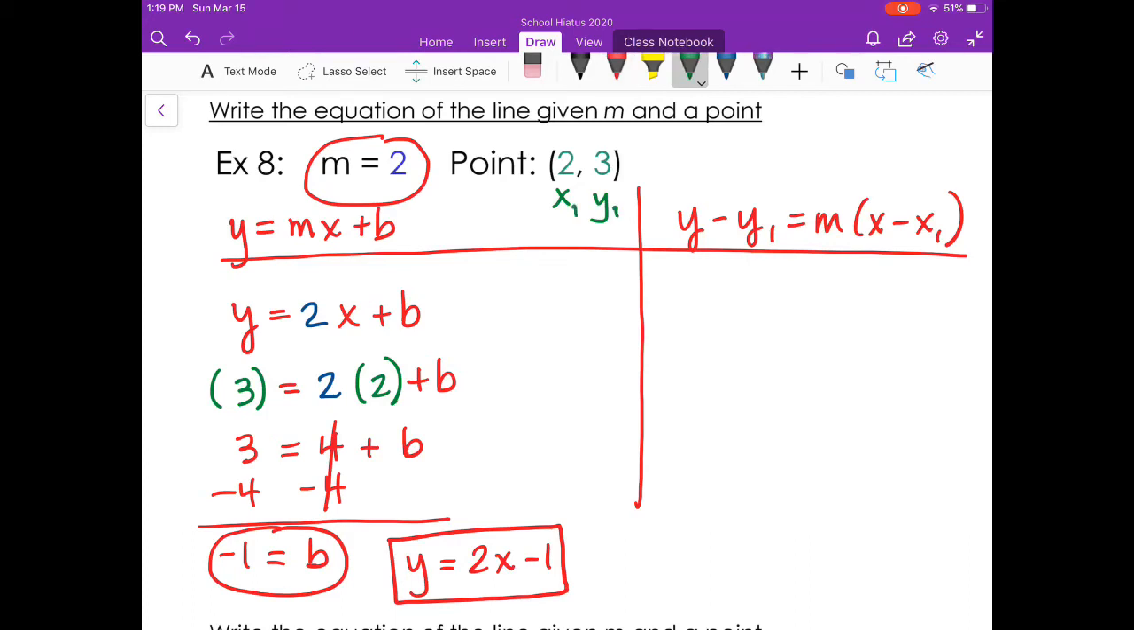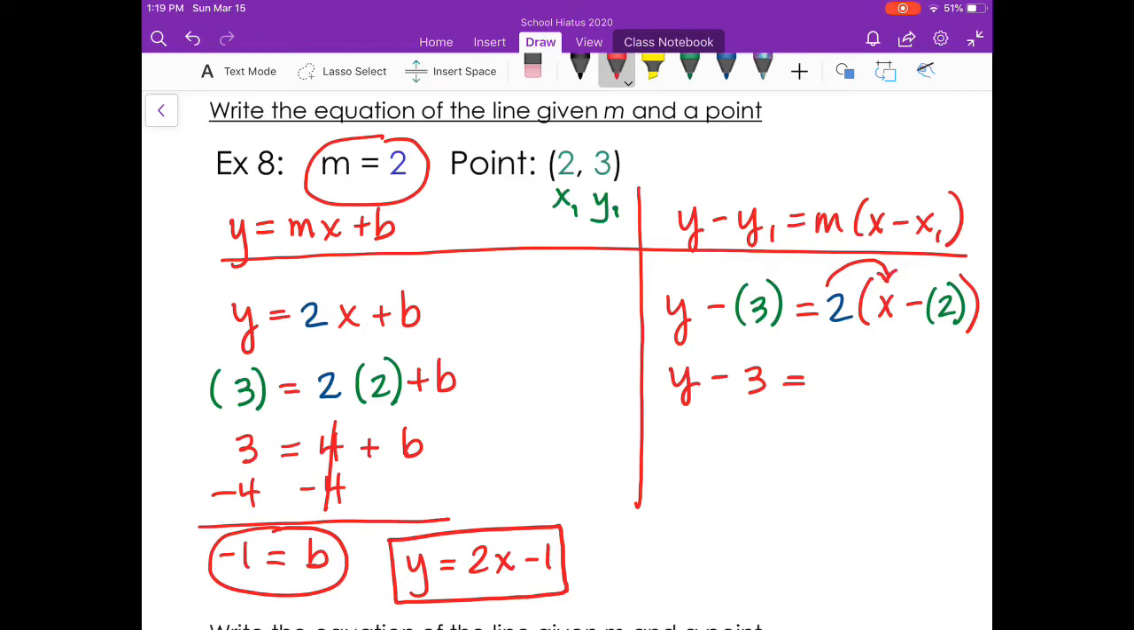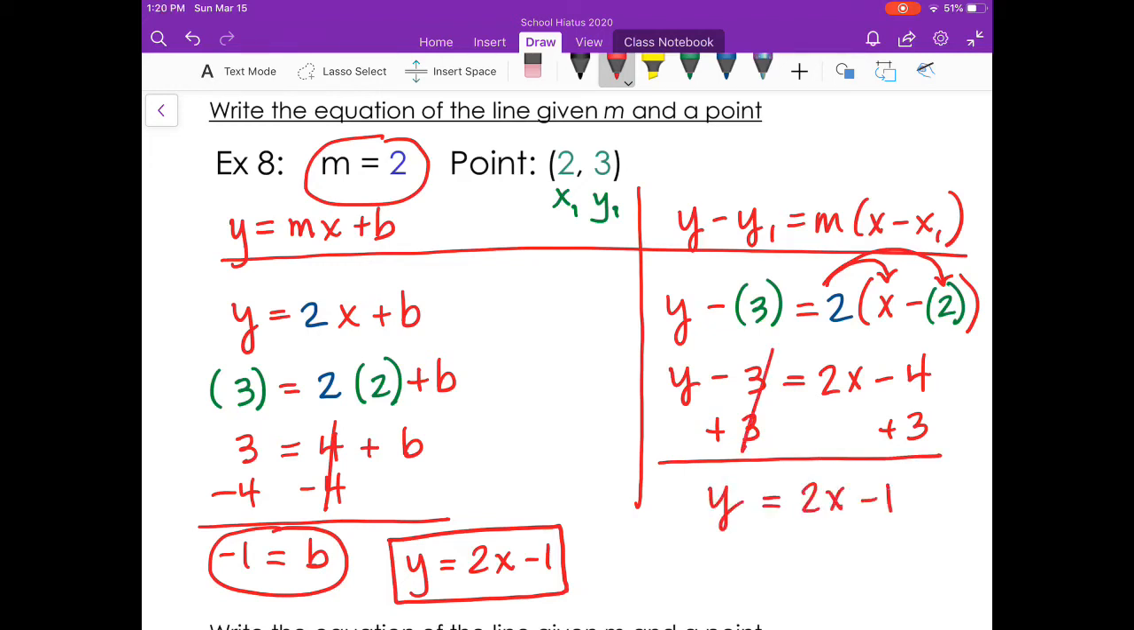For option 2, we will use the ordered pair in the same way. We will substitute the y value for y1, the slope for m, and the x value for x1. From here, we'll take 2 steps in order to isolate y. First, we'll distribute the slope into the x minus 2 quantity, and we'll add 3 to solve for y. When we simplify this, the equation will be in slope-intercept form, y equals 2x minus 1.